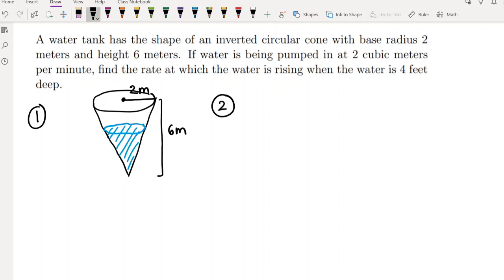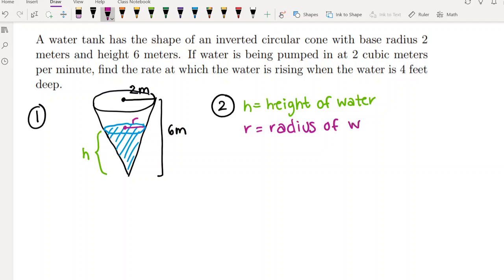Right? So the water within the tank kind of makes its own mini cone within the tank that's also a cone. So what is changing in this picture is the actual height of the water and the radius of the water. So don't confuse that height and radius with the height and radius of the cone. It's just like we have 2 cones in this question. So h is equal to the height of the water and r is equal to the radius of the water.